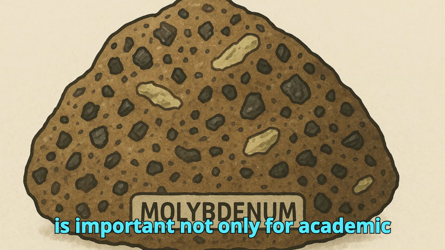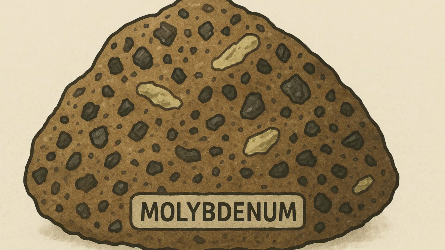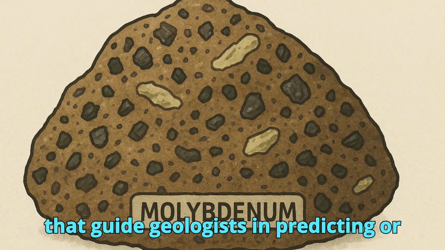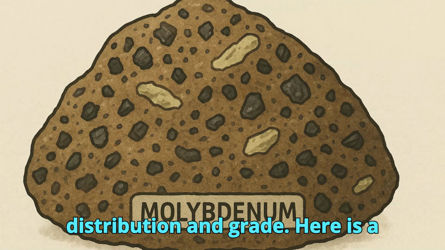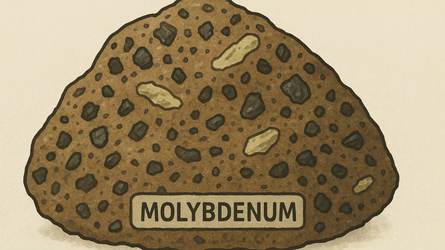Understanding these types is important not only for academic purposes but also for mineral exploration, since each type has distinctive features that guide geologists in predicting ore distribution and grade. Here is a detailed overview of the main types of porphyry molybdenum deposits.